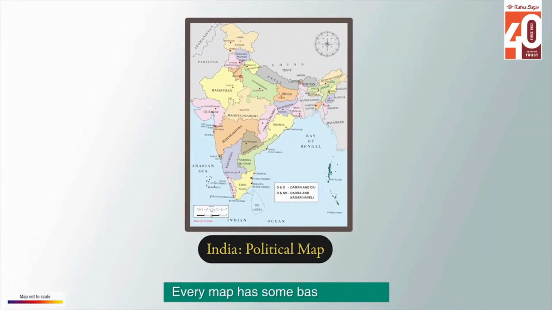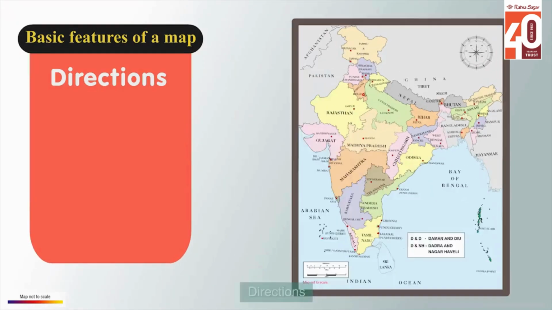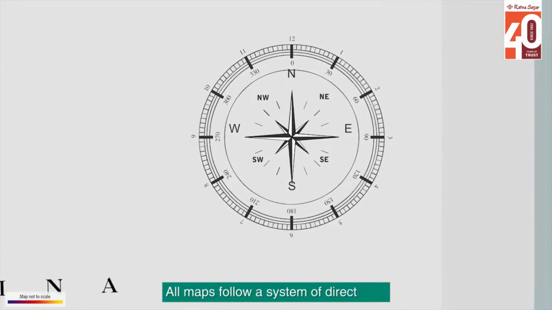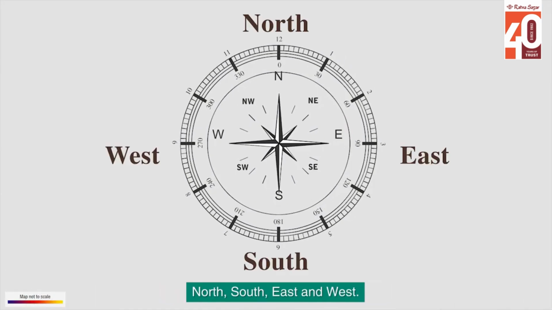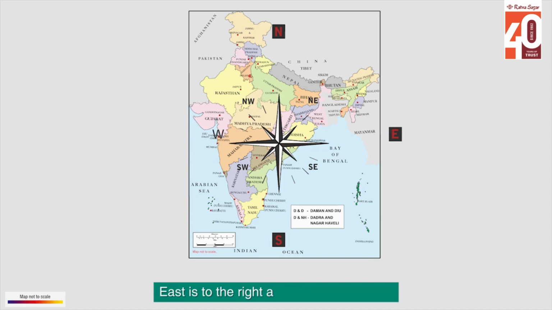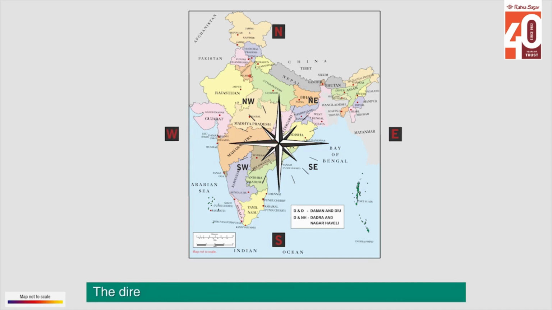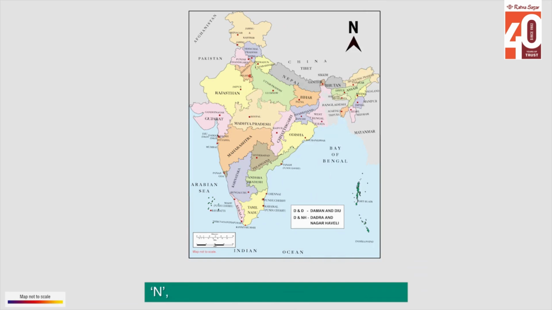Every map has some basic features. They are as follows. Directions. All maps follow a system of directions. The four major directions are north, south, east, and west. The top of the map is north. The bottom of the map is south. East is to the right and west is to the left. The directions on a map can also be shown by an arrow marked N, which points towards the north direction. The other directions are then easy to find.